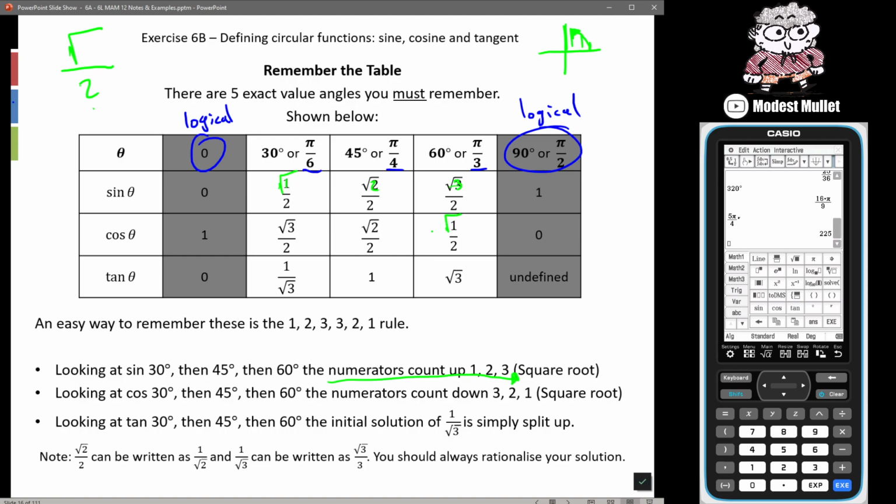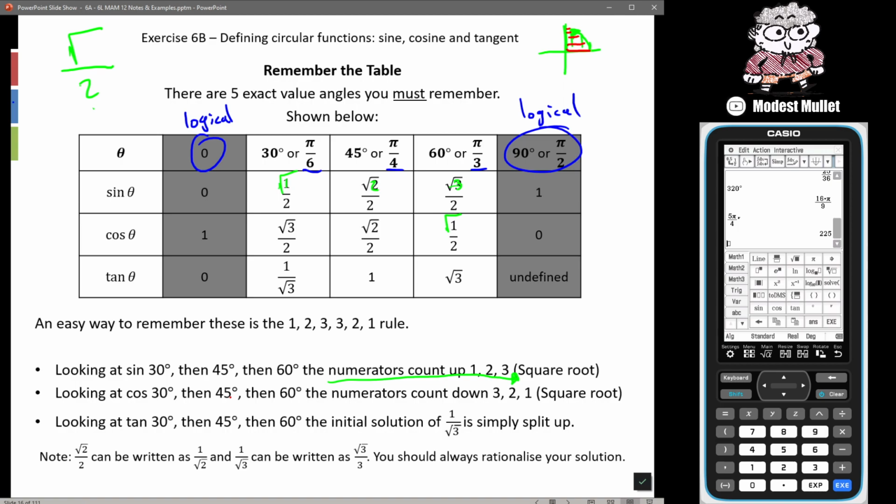And we can think of the exact opposite for cos, which is the x component. It starts really long, and then it gets smaller, smaller, smaller, getting towards 0. So our fraction should get smaller and smaller and smaller. So our numerator should get smaller. So that's the way that we can go about trying to remember that.